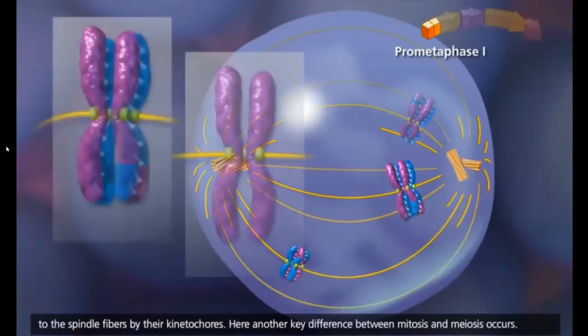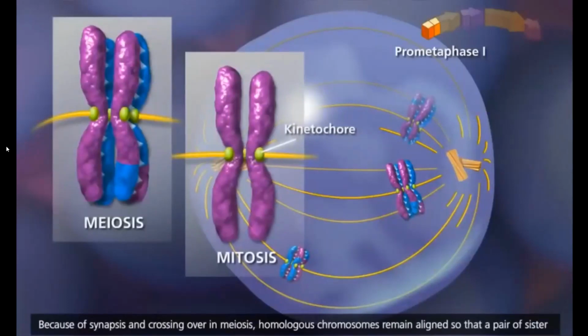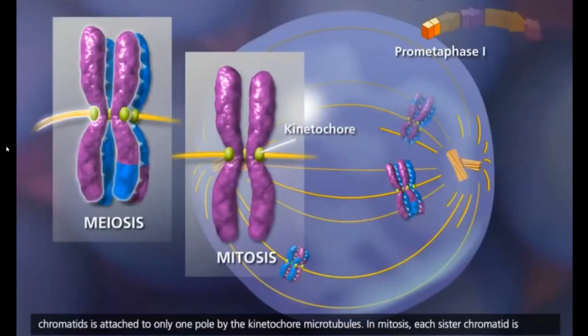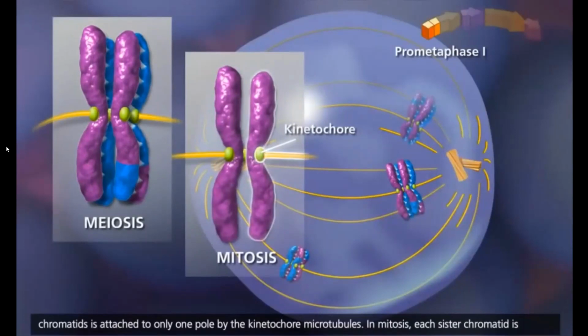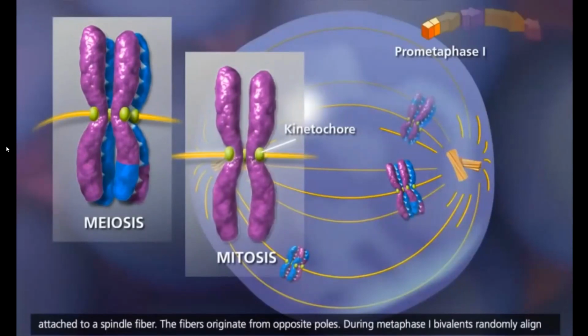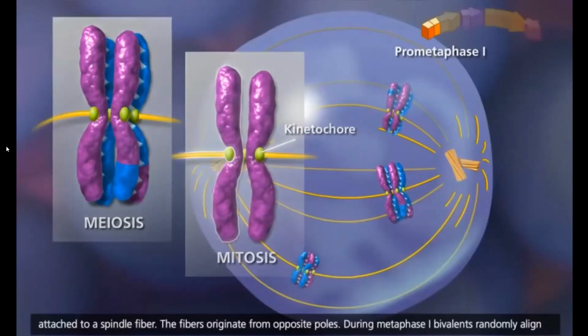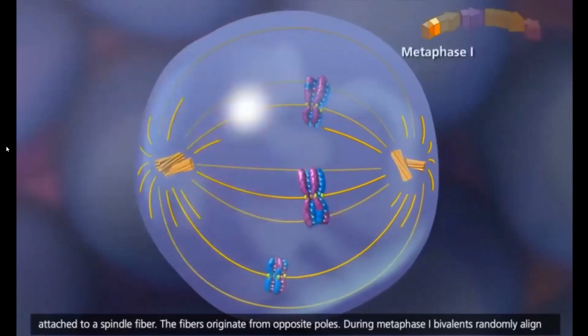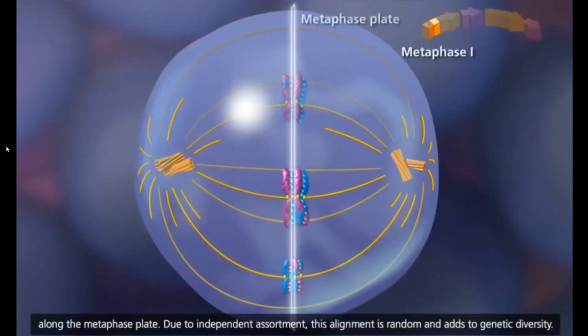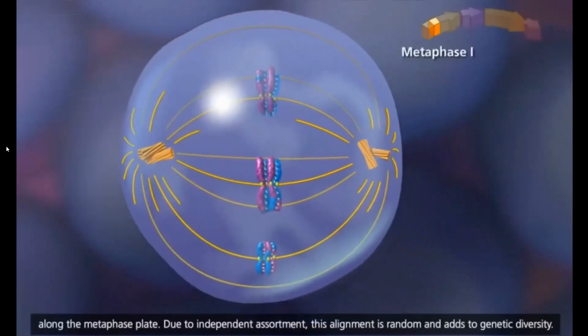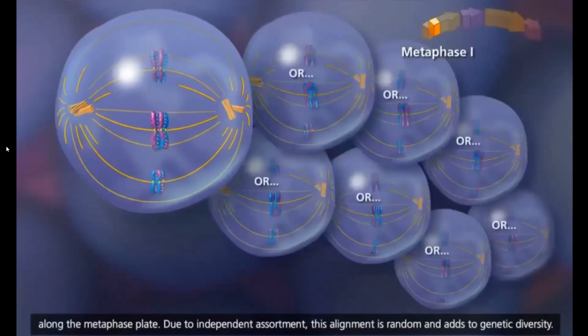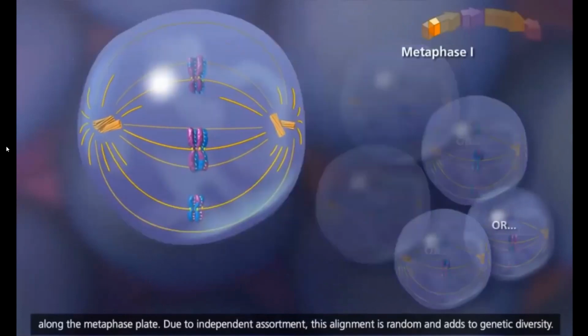Here, another key difference between mitosis and meiosis occurs. Because of synapsis and crossing over in meiosis, homologous chromosomes remain aligned, so that a pair of sister chromatids is attached to only one pole by the kinetochore microtubules. In mitosis, each sister chromatid is attached to a spindle fiber. The fibers originate from opposite poles. During metaphase 1, bivalents randomly align along the metaphase plate. Due to independent assortment, this alignment is random and adds to genetic diversity.